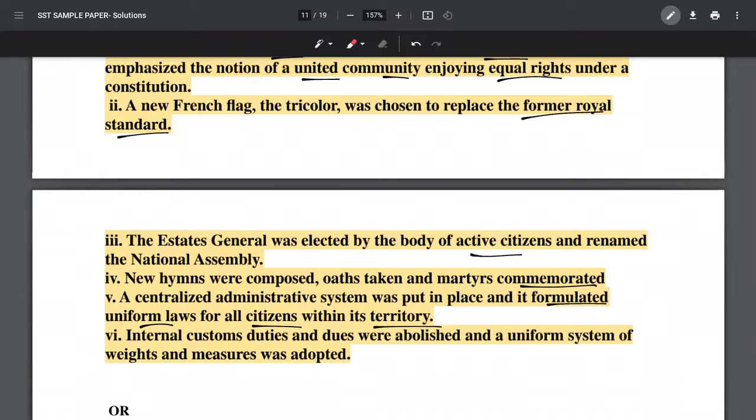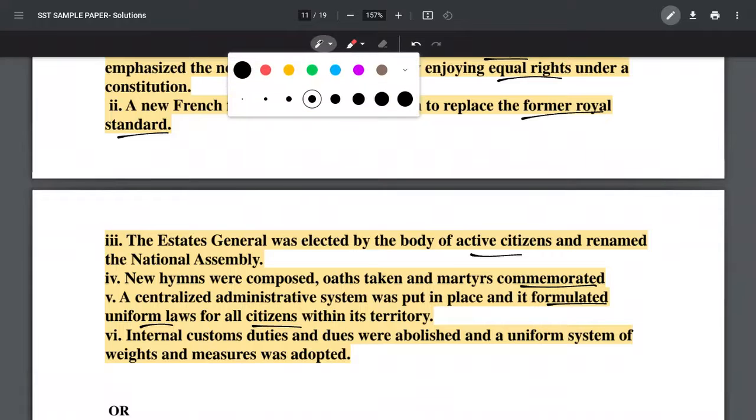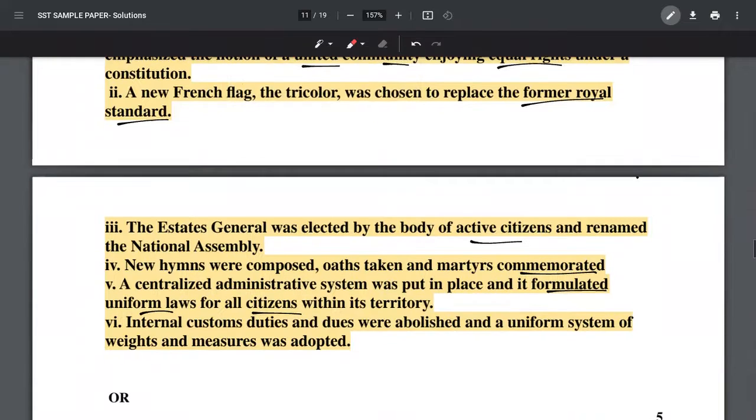So inside the territory, all the laws should be equal for each and every citizen, not like the first estate, clergy, nobility; all that was not introduced. Internal custom duties and dues were abolished and a uniform system of weights was also adopted. Weights and all, Napoleon was there, isn't it? Napoleon helped it, isn't it? So that was the basic thing, isn't it? So for that, the system of weights and all was introduced.